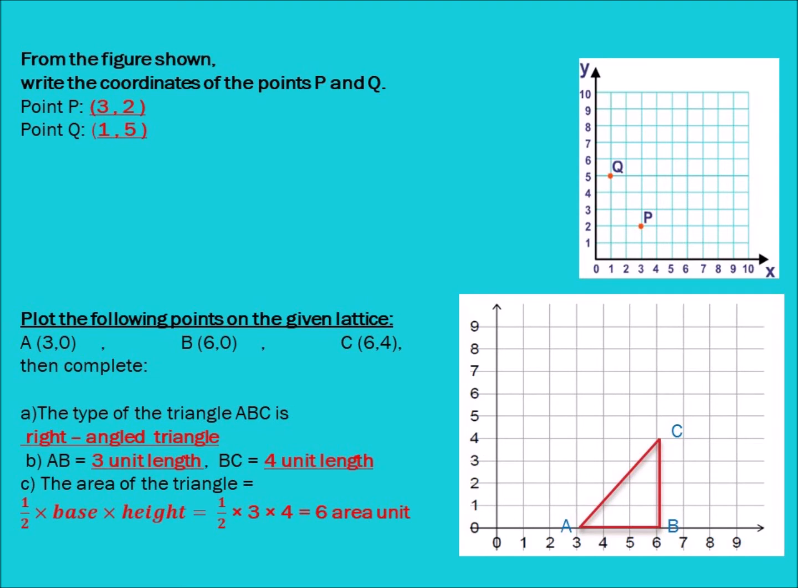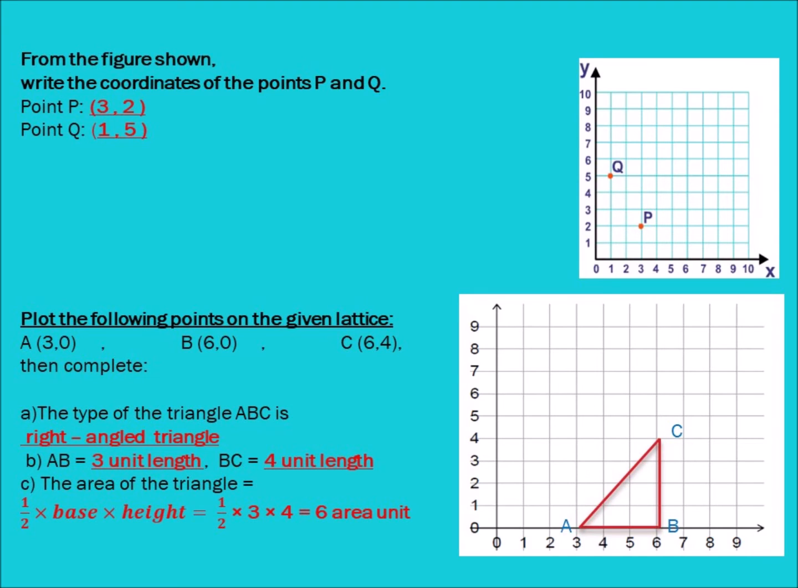1 is the x component and 5 is the y component. So I will move 1 step starting from 0 on the x-axis and 5 steps upward on the y-axis, then plot the point Q. Next exercise: plot the following points on the given lattice.